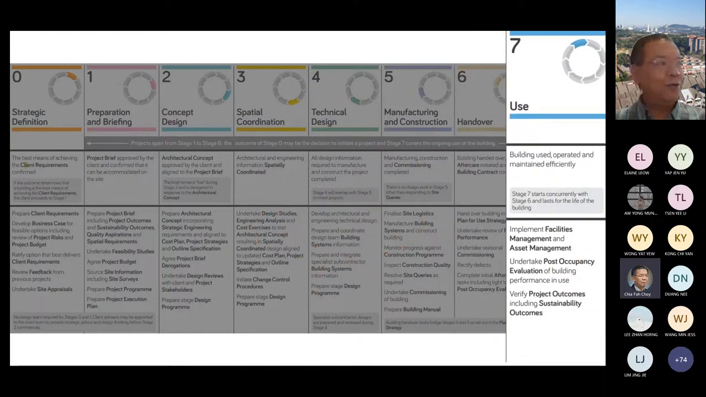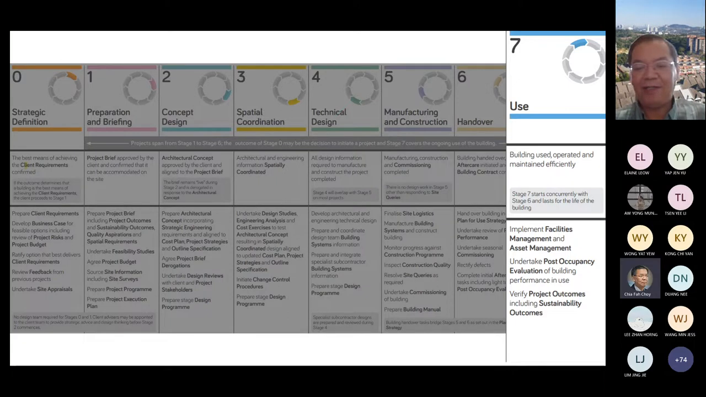Then if we look at the use stage, that means the owner already occupies and uses the building. At this stage, if you are still called on to provide your professional service, that is the time you can look into life cycle costing, things like the cost in use. That means once you start operating the building, you compare what you estimated for the performance of the building, things like energy consumption. Are the planned and actual energy consumptions the same? If they are different, what caused the differences? So that you can incorporate this new knowledge and use it in your future projects.